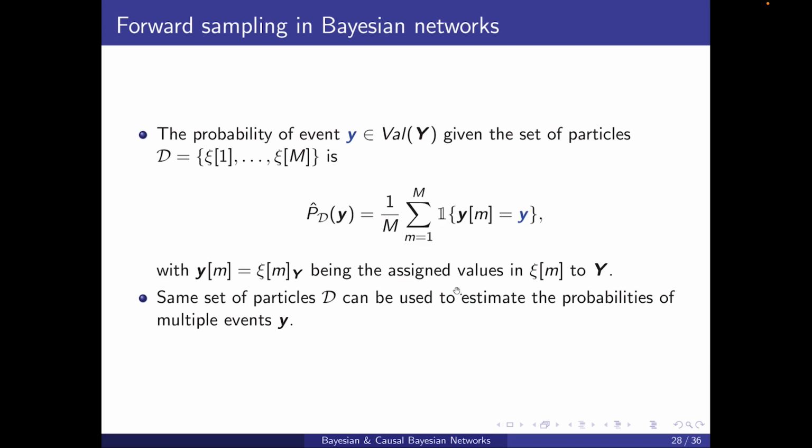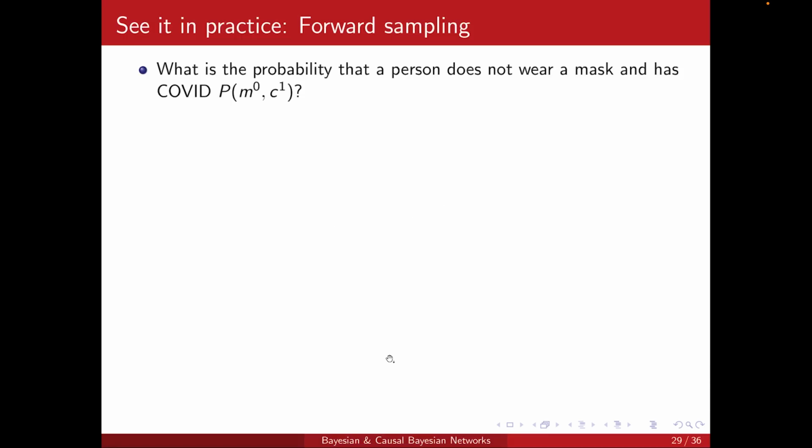The same set of particles D can be used to estimate the probabilities of multiple events y, and this is one of the benefits of this approximate sampling or inference. If I want to calculate another event, I don't need to redo the whole process. Once I have the data set, I can do all of that.